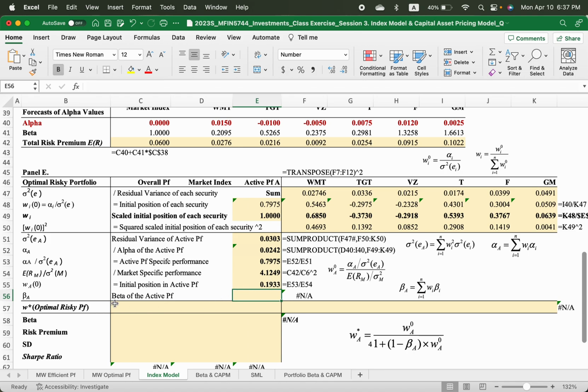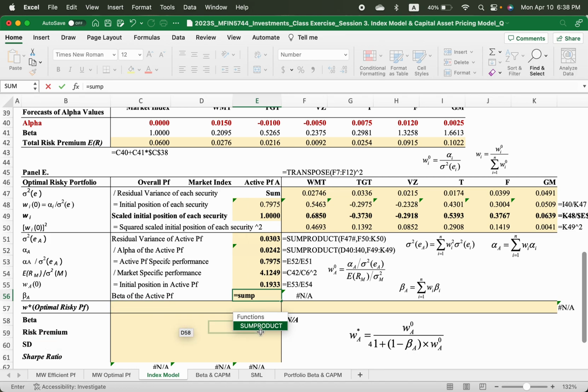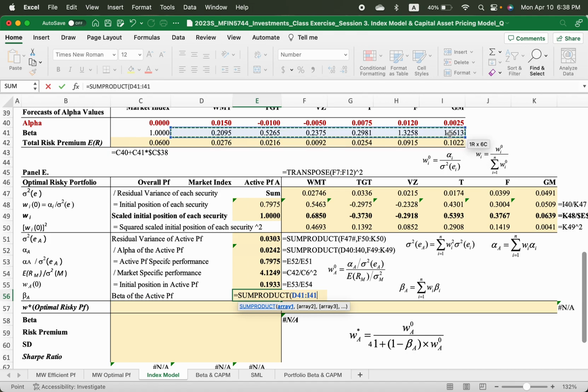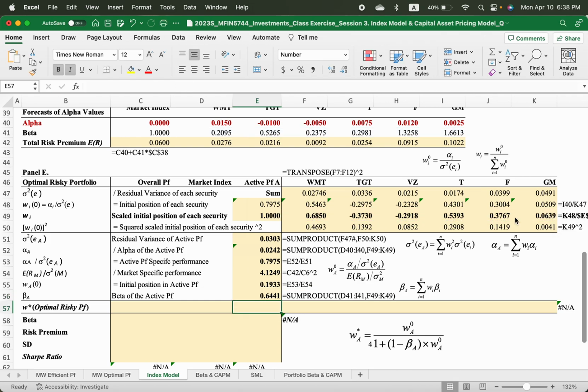Then the beta. How to calculate the beta? Now the beta, we use the sumproduct of the beta of only the stock, comma, and the weight of the individual stock. And we get the beta of the active portfolio.